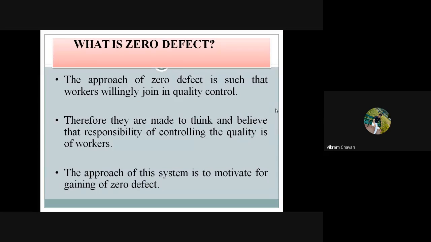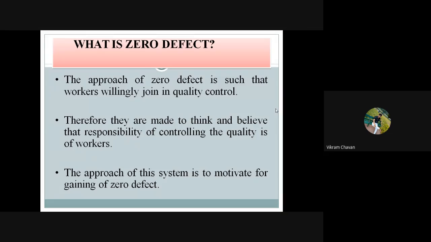The approach of zero defect is such that workers are willing to join in quality control. Okay, so we know that there is a different department in manufacturing industries, that is the quality department, but it is the worker's responsibility to perform the task in such a manner that the desired quality is achieved. The quality department will only ensure whether the quality is achieved or not, or how to control the quality.